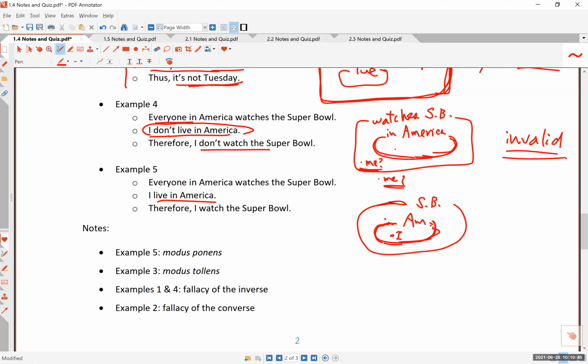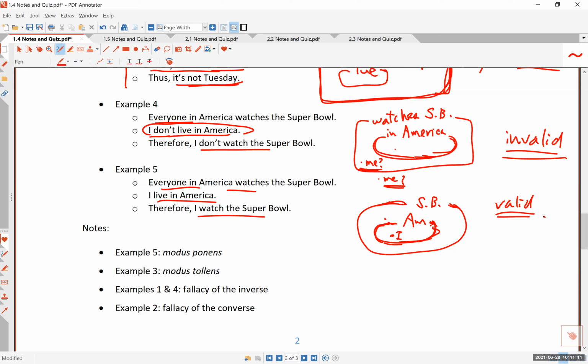If you belong to those who are in America, then you belong to the group of people who watch the Super Bowl. Now that is not a true statement, right? In reality, not everybody in America watches the Super Bowl. I know because I don't. All right. Well, so the conclusion is false. But this is still a valid argument.